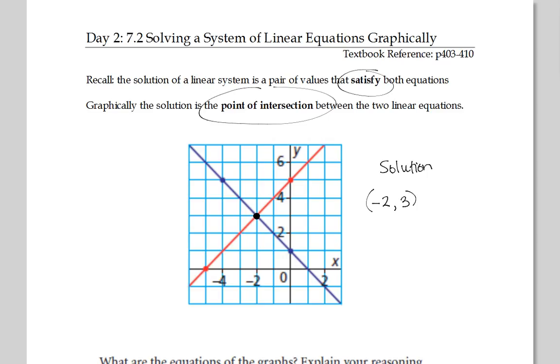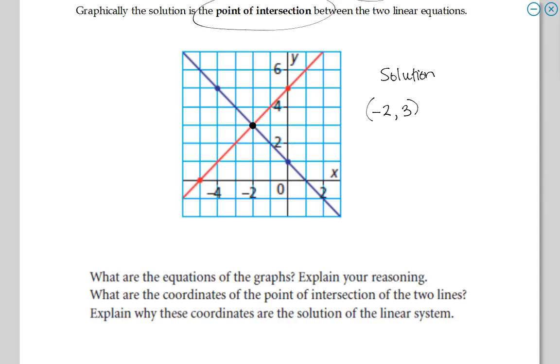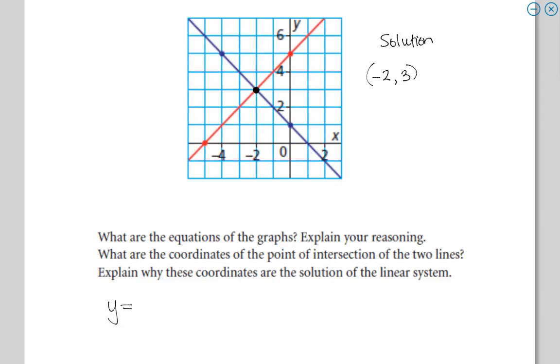So what it means to satisfy is if you put those into the equation, the equality would work out and everything would look good. So there's one point where two lines could possibly meet, and that is the solution. So for this question, they want us to find the equations of the graphs. So my recommendation is that you stick to mx plus b when you're given a graph. Usually that's the best way to go.